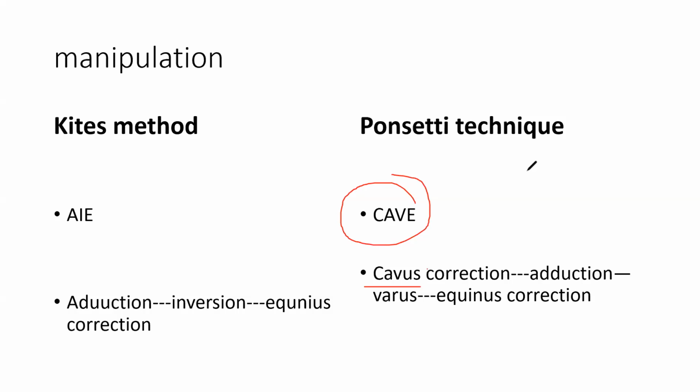So cavus correction is taking place, adduction is also taking place, varus is also taking place, equinus correction too. Every time you manipulate, suppose 50% is getting corrected, this one 10%, this one 20%, this one 10%. So every correction is taking place at every time, and movement is occurring at all joints. The first correction you need to concentrate on is cavus. The second correction is adduction. The third correction is varus, and last you have to correct equinus. But in every manipulation, all movements are occurring and all types of correction are going on.